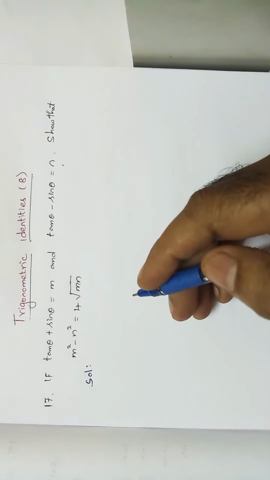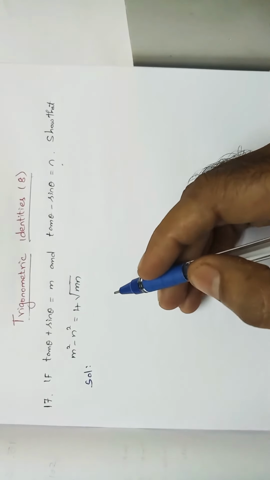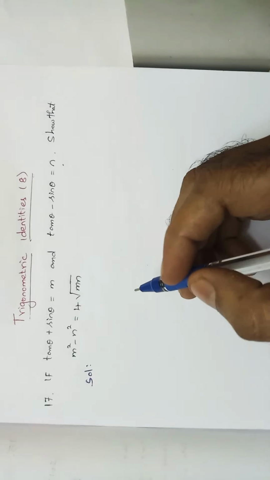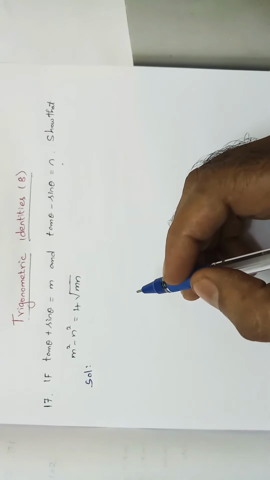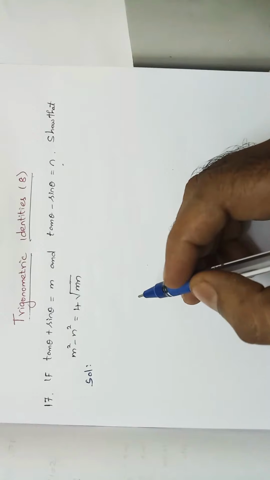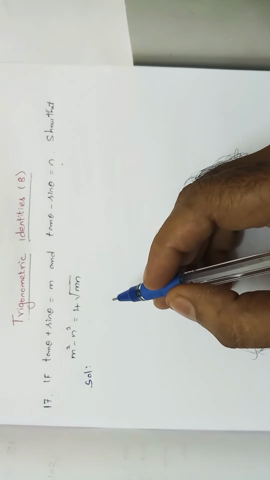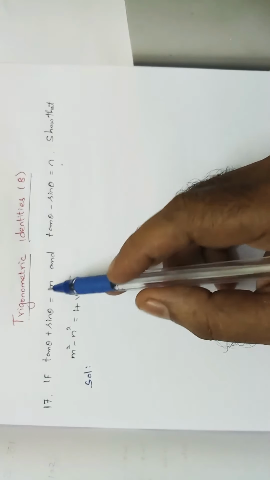Hi students, today we are going to see trigonometric identities. Today is the last class for this concept, and not only for this concept, it is the last class for this chapter also. Today we are going to see sums based on variables.